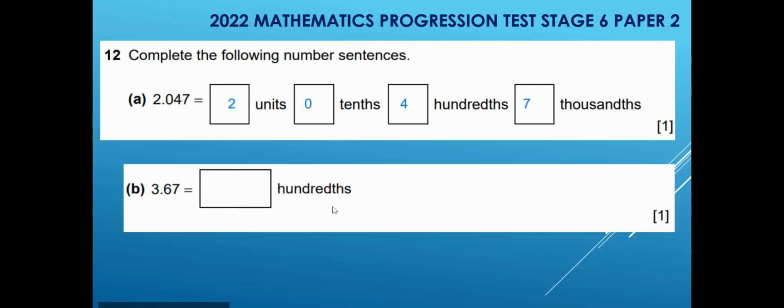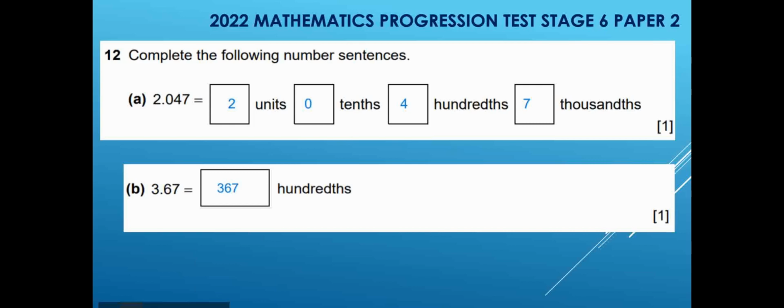3.67 is how many hundredths? 10 seconds from now. 10, 9, 8, 7, 6, 4, 3, 2, 1, 0. Let's reveal the answer. So it's 367 hundredths.